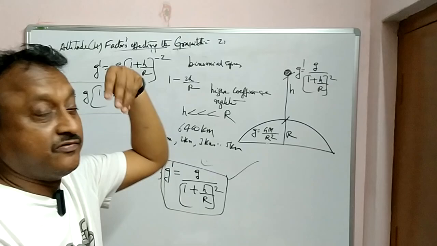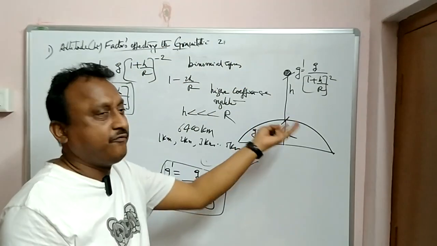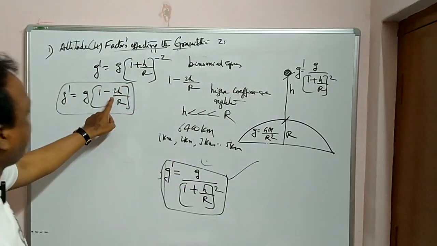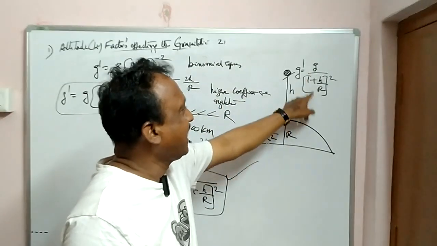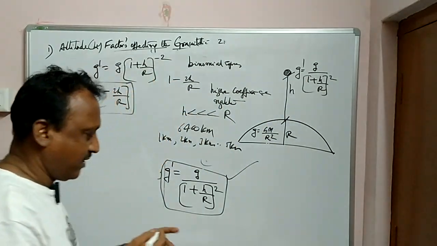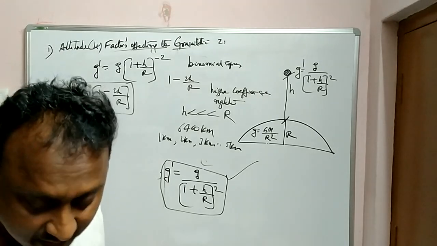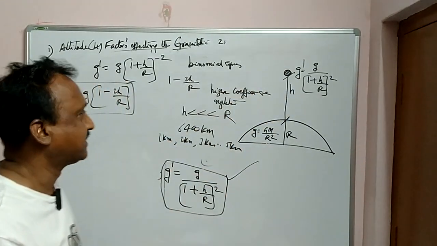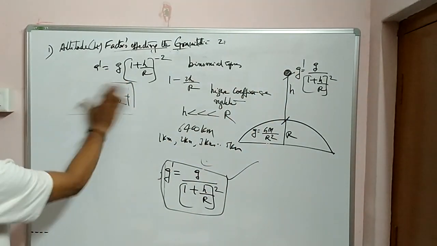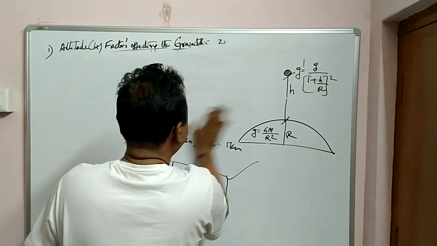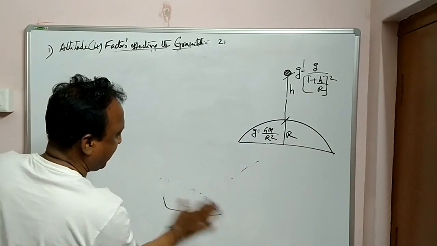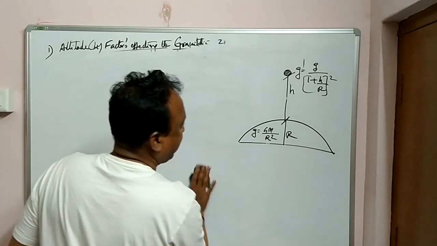But when the value is very large, for example half of the radius, don't apply this formula, it goes wrong. You apply this formula: g dash is equal to g by 1 plus h by r whole square. And this formula is always right, please. Clear? So with this, what you understood? That means as you go above the earth surface, the value of g, what happens?